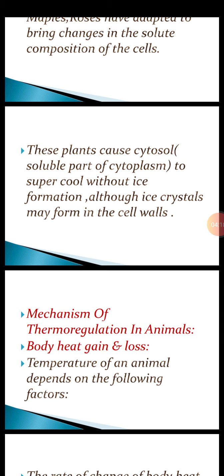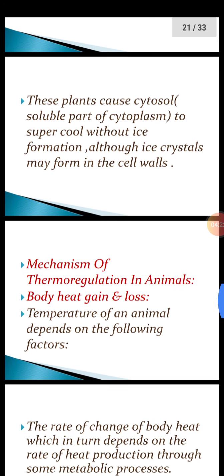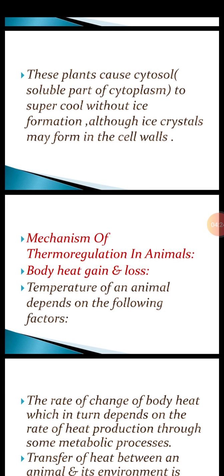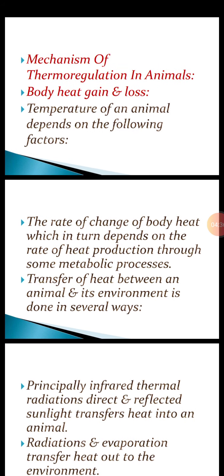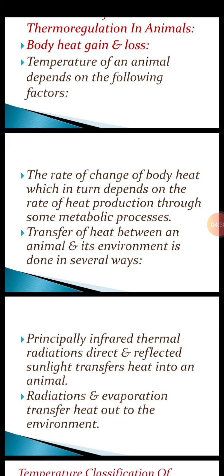Now we will discuss mechanisms of temperature maintenance in animals. Body heat gain and loss. Temperature of an animal depends on the following factors: the rate of change of body heat, which in turn depends on the rate of heat production through metabolic processes, that is, production of heat.